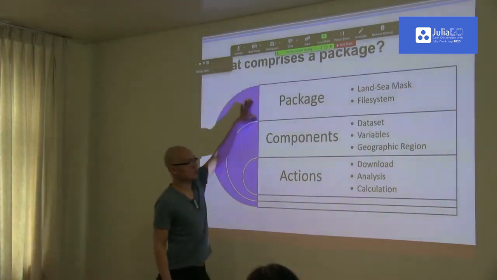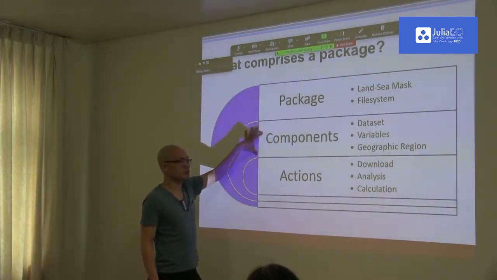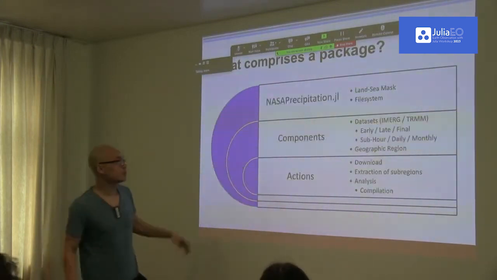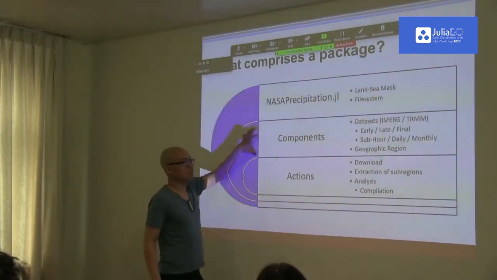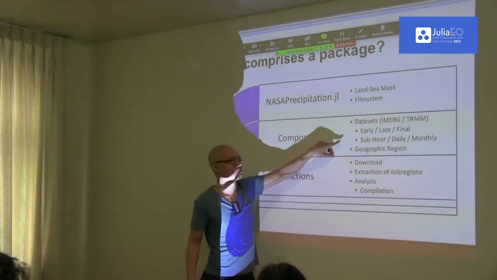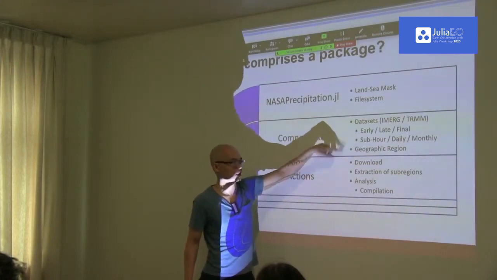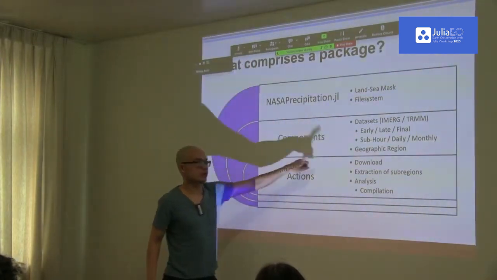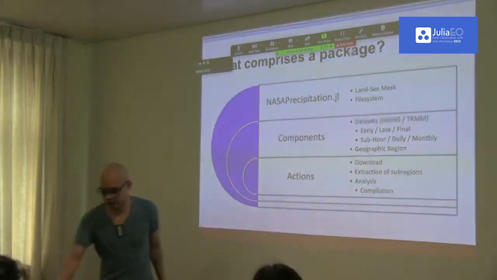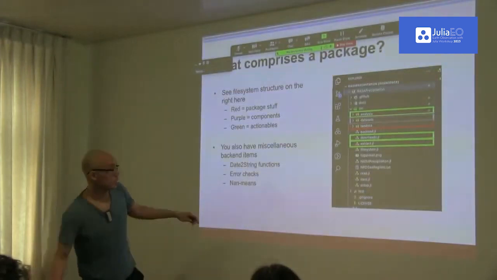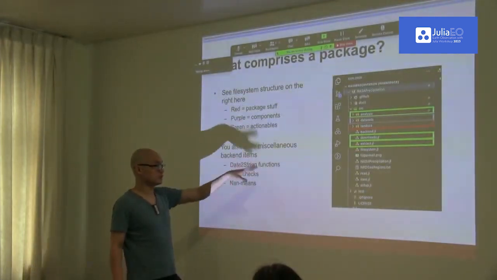And then I also just wanted to outline how I created packages. So for example, I have a package, I have different components, and I also have actions. So for example, NASA precipitation, I have the components which are the data sets and the geographic region. So I specify the data set that I want in the geographic region, and then I perform the action, which is the download and the extraction and the analysis, for example.